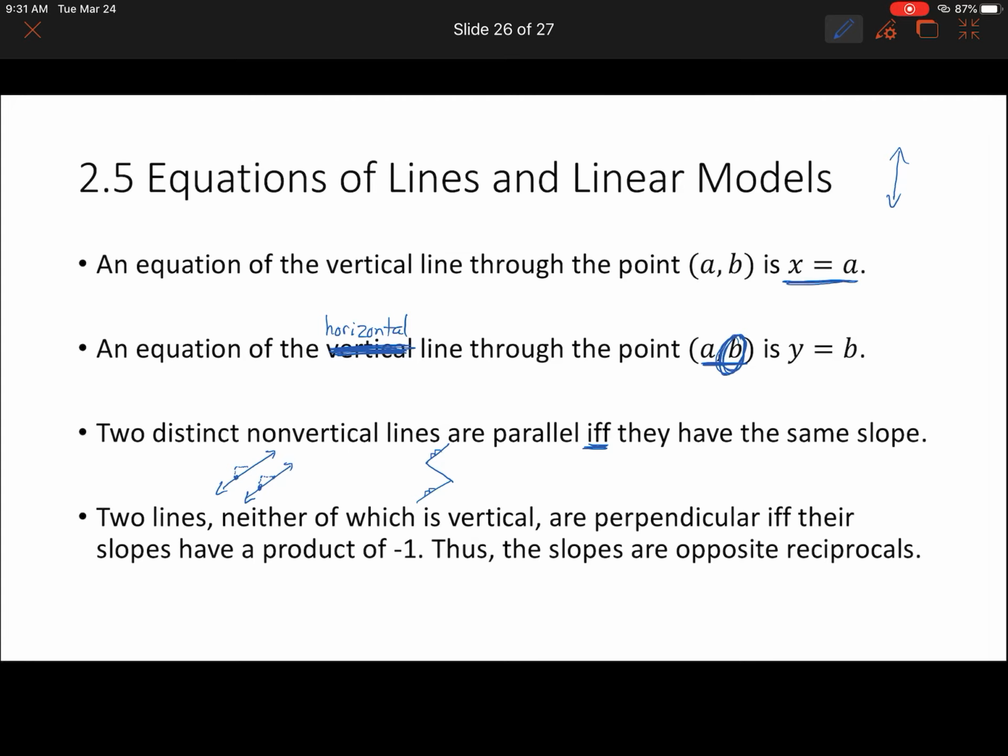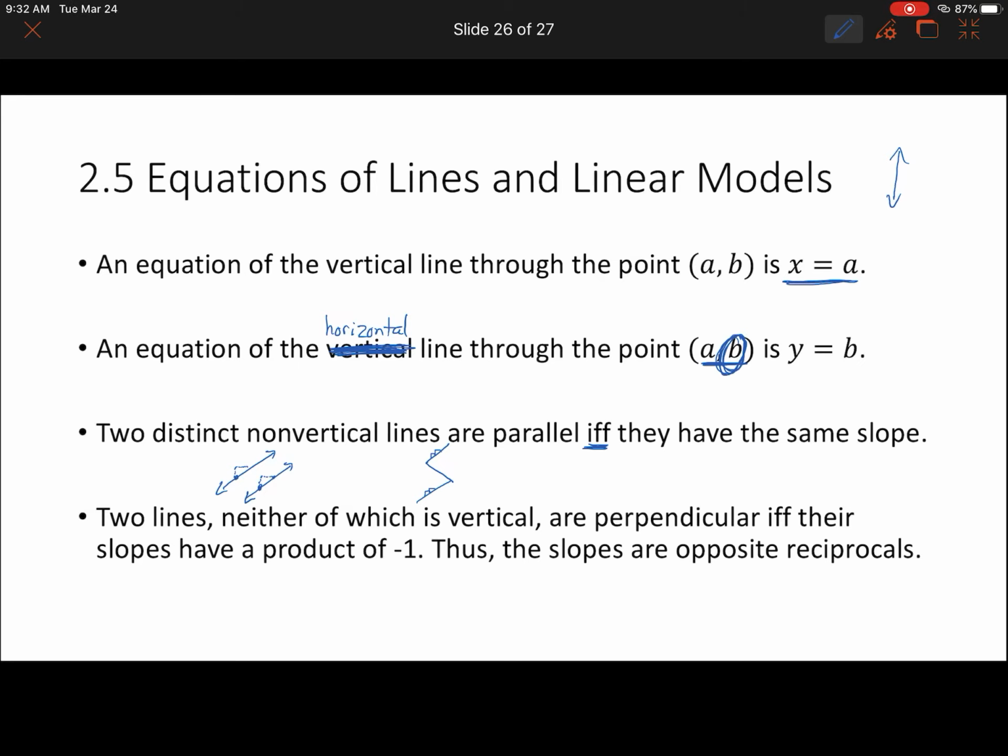They go up the same amount, they go right the same amount. And so because that rise and run are the same, that ratio of how much it changes vertically and horizontally is the same, they never get closer to each other. And so therefore they never touch, and so they are parallel.